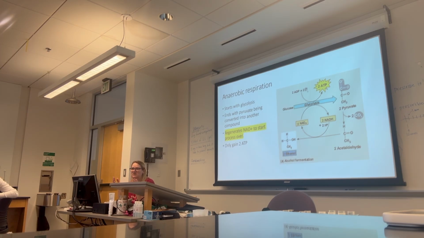NADH has no oxygen calling it away, so instead it reduces the pyruvate and NAD plus is regenerated, and then we have some other organic product. You only get 2 ATPs total, and those are from glycolysis, not even from the fermentation process. Okay, but the whole point of anaerobic respiration is to regenerate that NAD plus, so that glycolysis can happen again, because NAD plus is a limiting reagent. We don't have unlimited NAD plus.